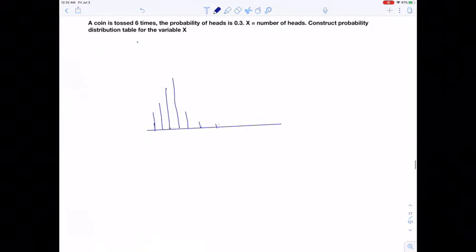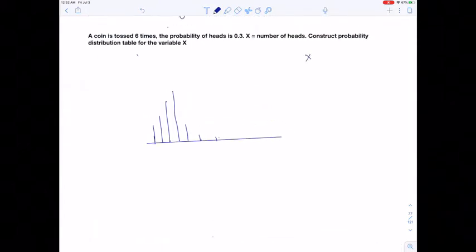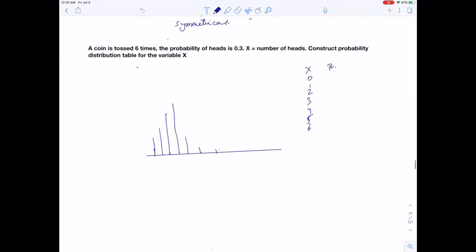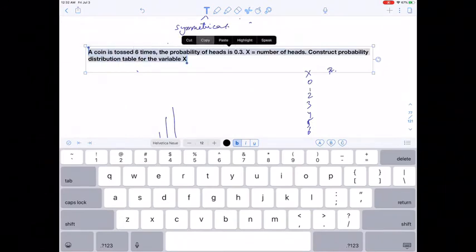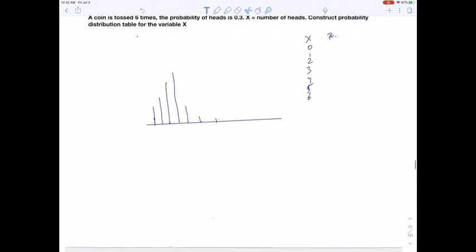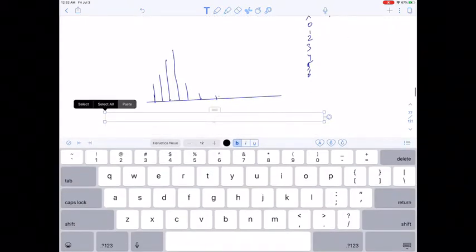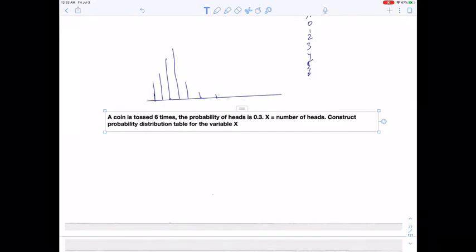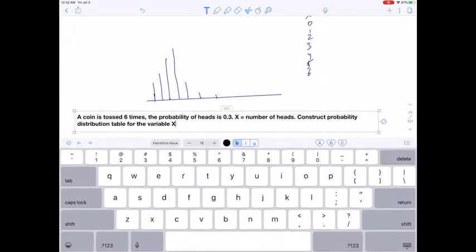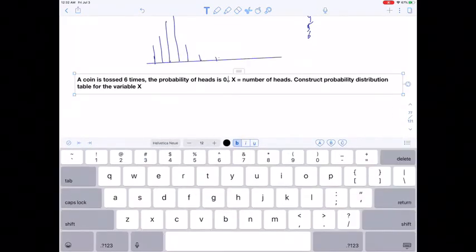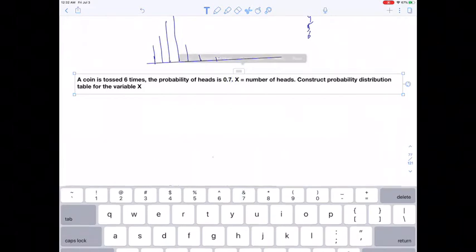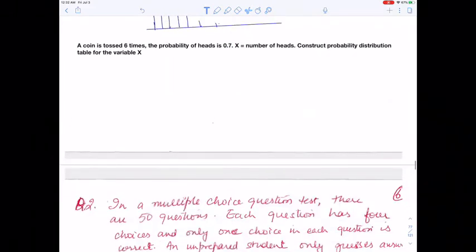So it's not symmetrical. Then try this: X is 0, 1, 2, 3, 4, 5, 6, and find the probabilities using the binomial formula. Then again, I want you to try the third one. So here probability of heads is, let's say, 0.7. Again, do the same stuff.